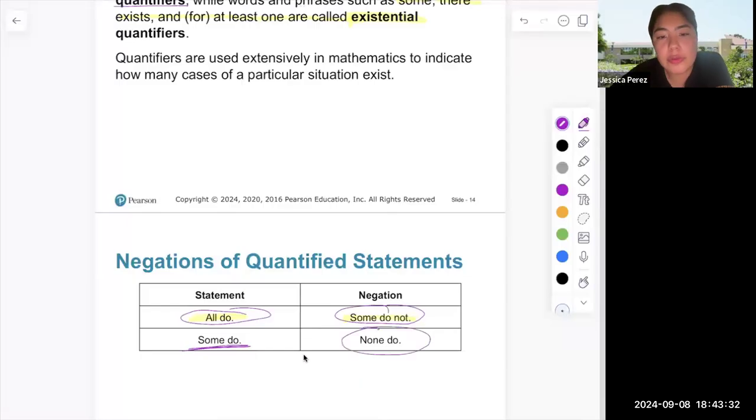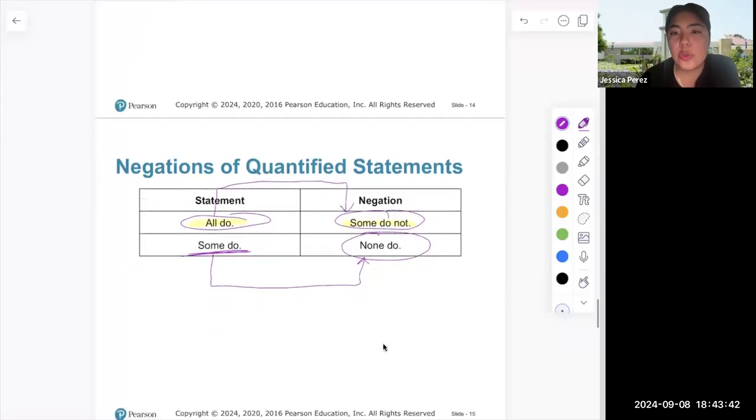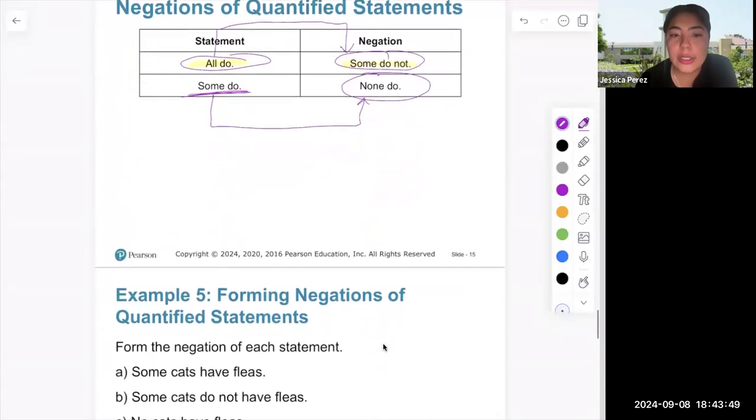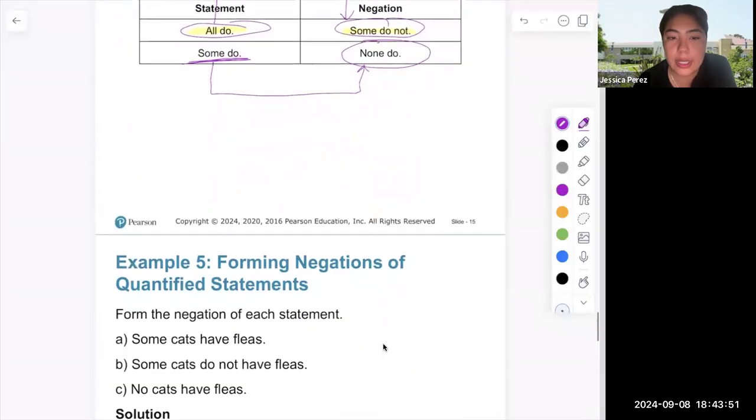None do. So from some to none. If some is the statement, then the negation will be none. If the statement is all, then I'm going to do some. Okay, so let's make sure that we pay attention to the statement and the negation, and how we negate. So we're going to look at the examples here.